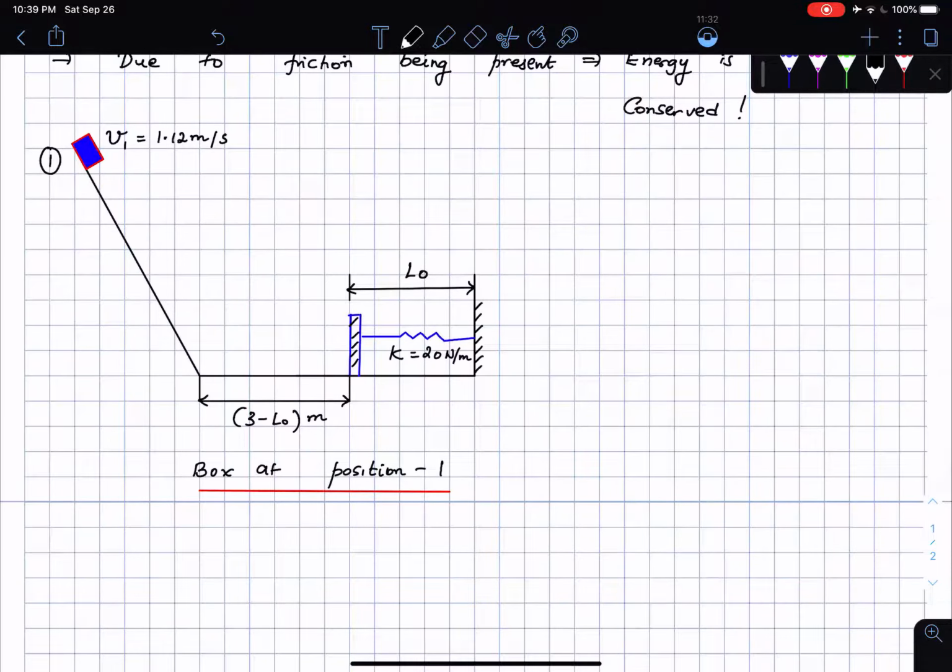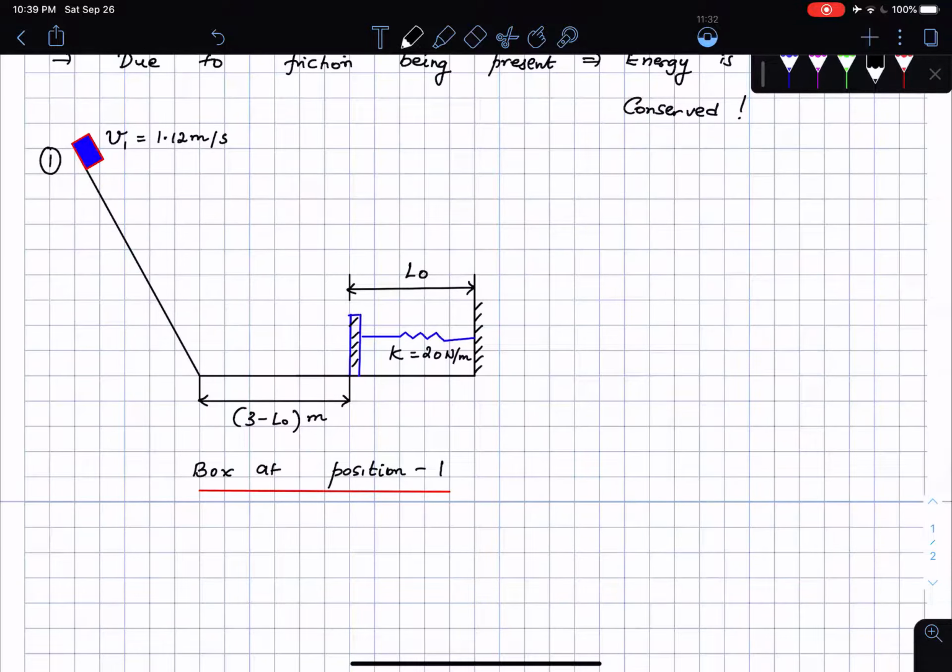Okay, which means that the total length now in this direction is going to be the following. In the horizontal direction, the total length is going to be starting from here all the way up to here. What is that length going to be? That length is going to be 3 minus L naught plus x maximum.